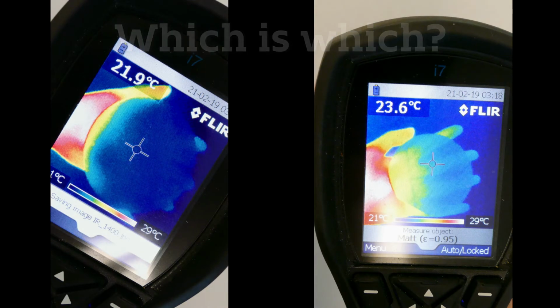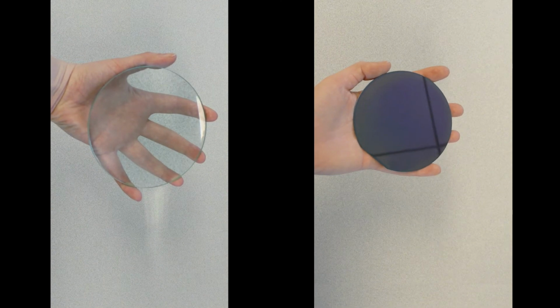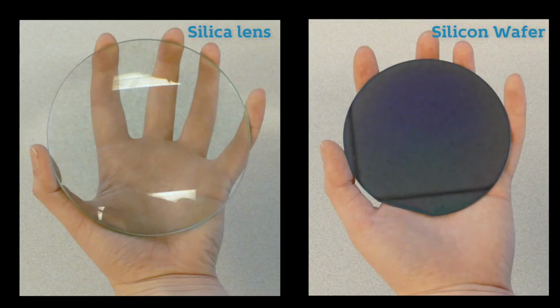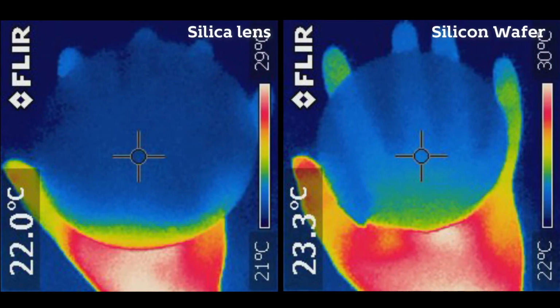Well, let's take away the infrared camera. Did you get it right? Remember, the lens was transparent in the visible, and we couldn't see through the reflective wafer, but in the infrared, it's flipped.